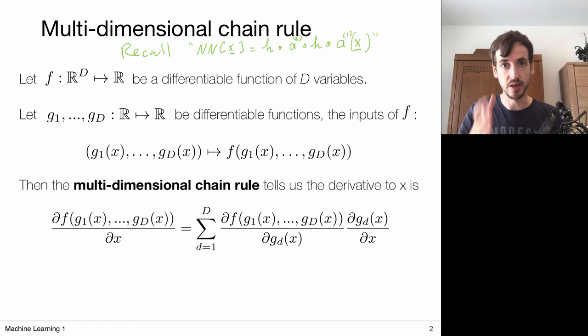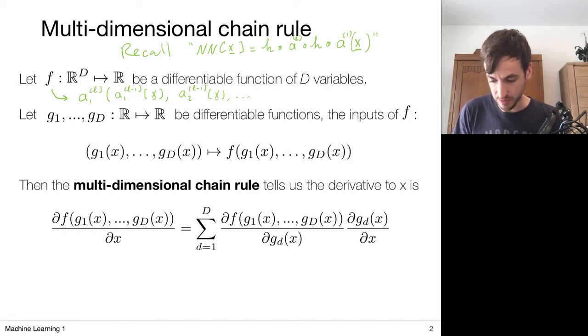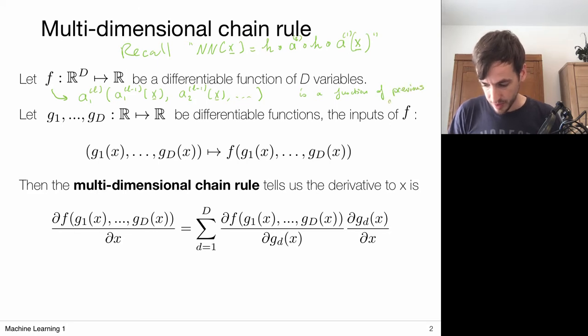It's a mapping from an input vector to an output vector. So this f could, for example, be one single activation, let's say the activation at layer L. And this activation was given via a linear combination of all the activations of the previous layer, right? So at layer L minus one, we have, for example, the activation number two at layer L minus one, which is a function of x. And so we have all these activations. So we see that the activation unit one at layer L is going to be a function of all these previous activations, which are in turn a function of the input x. Okay, so each activation is a function of previous activations.